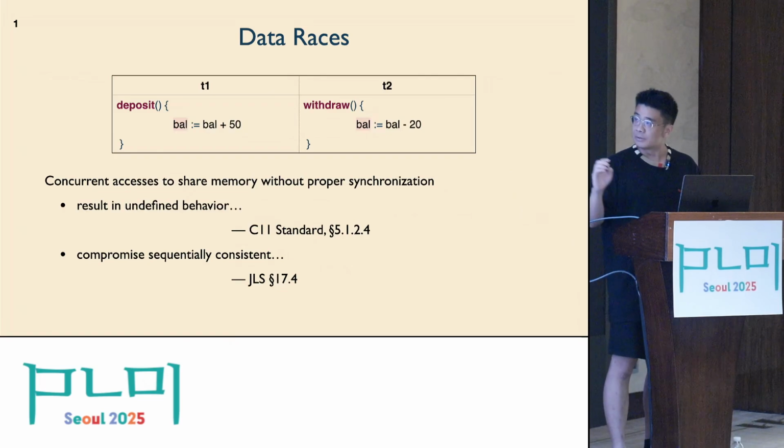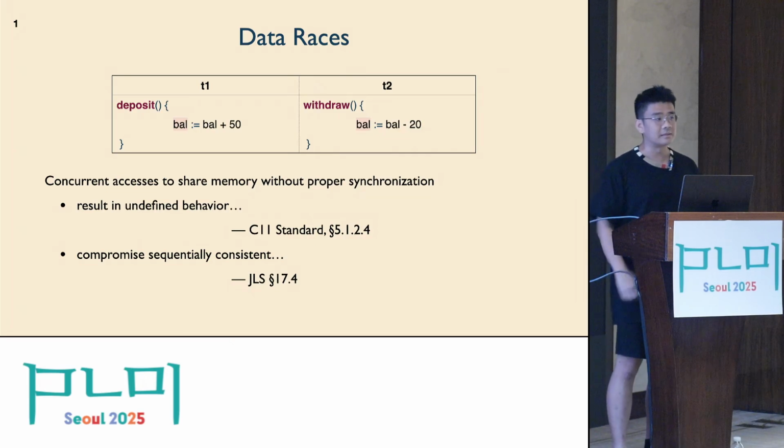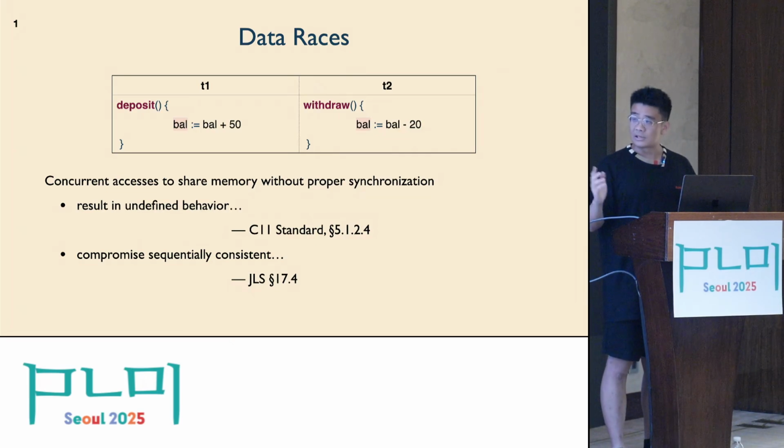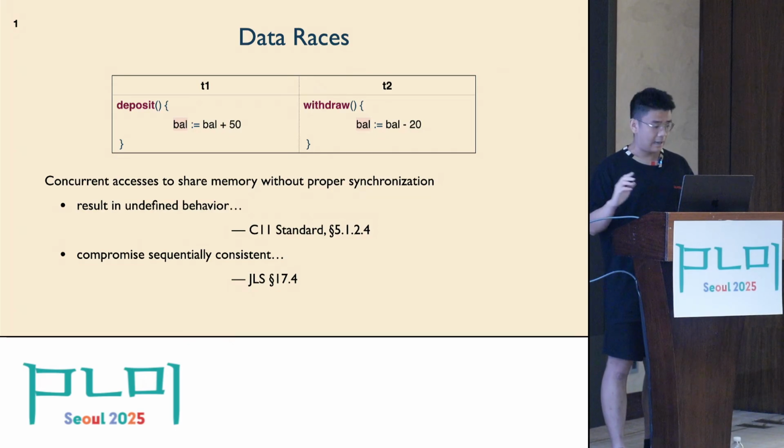Okay, so let's start with data race. A data race is a pair of concurrent accesses to shared memory without proper synchronization. It is a crucial concept in concurrency testing, given that many modern compiler optimizations and memory models assume or require data race freedom for their correctness.